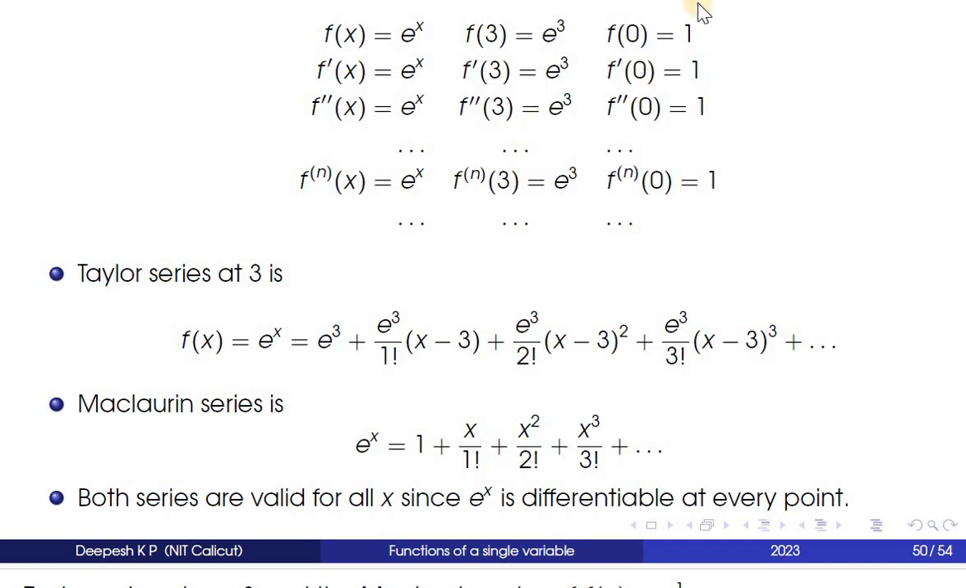And what about the Maclaurin series? It is just f of 0 plus f dash 0 by 1 factorial into x, plus etc. So we have e raised to x equal to 1 plus 1 by 1 factorial into x plus 1 by 2 factorial into x square plus 1 by 3 factorial into x cube plus etc. And you know that f of x is differentiable at every point, so the neighborhood can be taken as of infinite radius. That is, in the entire R, these Taylor series expansions are valid for the function f of x equal to e power x because of its differentiability at each and every point.